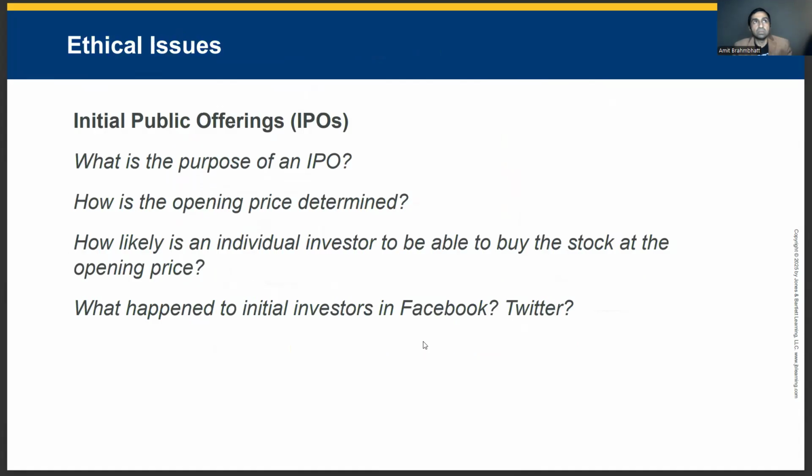Slide 50, Ethical Issues, IPOs. This slide asks several questions about initial public offerings. The purpose of an IPO is to raise capital by selling shares to the public. The opening price is determined by underwriters based on demand. Individual investors often cannot buy at opening prices because institutional investors get priority. Companies like Facebook and Twitter saw significant price changes shortly after IPO, causing early investors to experience gains or losses. These events raise ethical questions about fairness and market access.